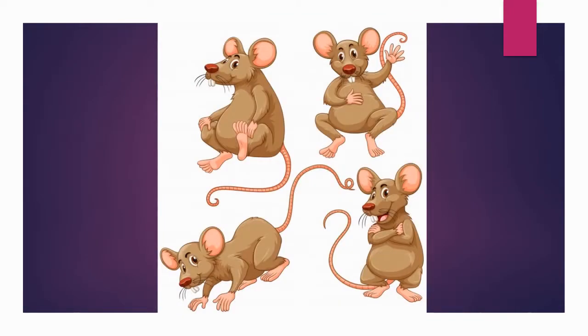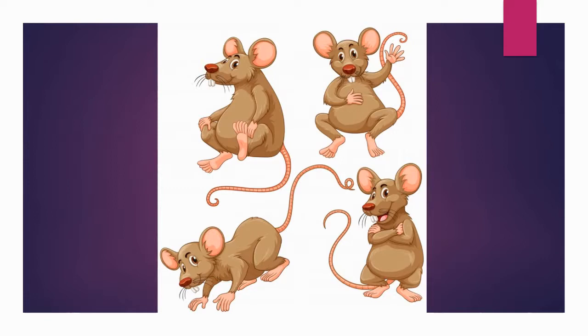Now what can you see here? Yes, you can see there are mice. Now children, you know, all of you, that if there is only one, we say a mouse. But here are four. So we will say mice.